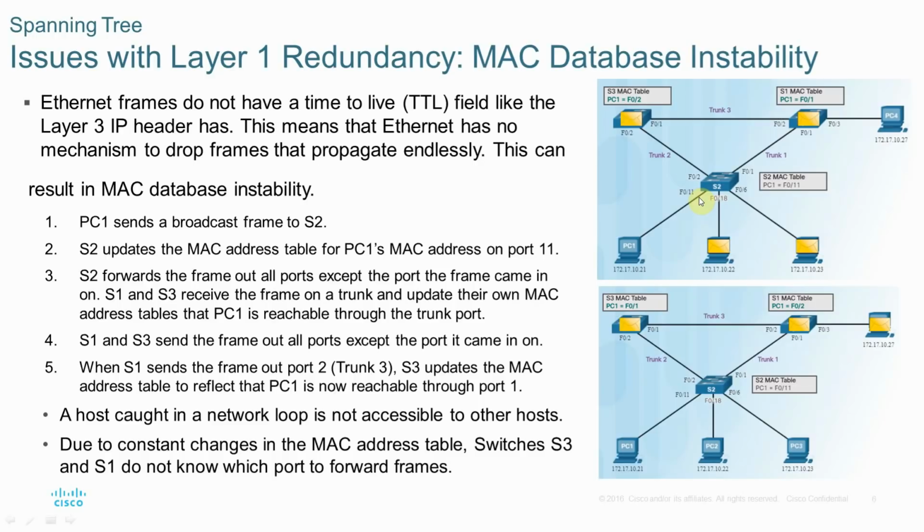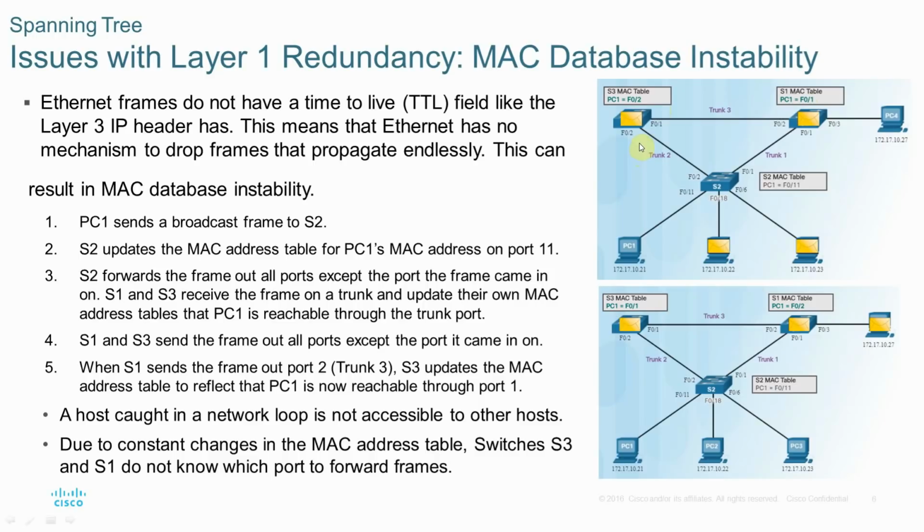Switch 1 and switch 3 receive the frame on a trunk and update their MAC address table that PC1 is reachable through this trunk port. So PC1 will be added in the MAC table as accessible through this FA01, and switch 3 will also update its MAC table, entering that PC1 is accessible through this port.